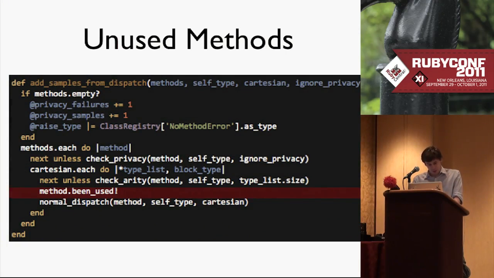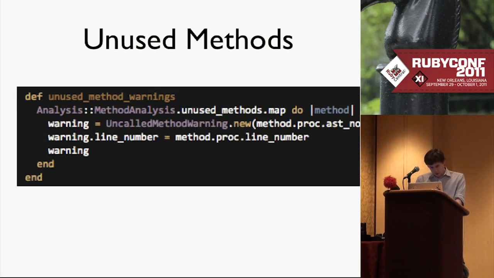And you can see right here, that involved adding that one line, method.beenUsed. I have it highlighted, it's kind of hard to see. And then this to the runner, the actual entry point to Laser. At the very end, it just says, all unused methods. Unused methods iterates over every class and module, and then over every method, checks if it has that been used flag set on it, and then returns it. And then it creates a warning.